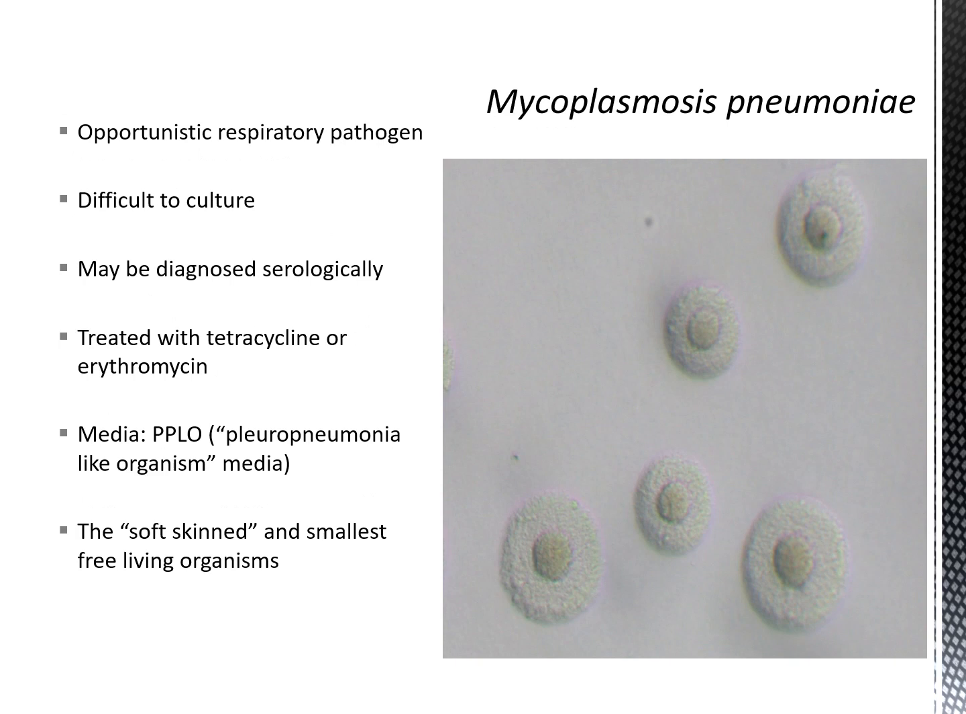Mycoplasma pneumoniae is an opportunistic respiratory pathogen that causes about 10 to 30% of all cases of pneumonia. It is difficult to culture, and it may be diagnosed serologically by looking at IgM or IgG antibody levels. It is often treated with tetracycline or erythromycin. If we were trying to grow it, we would try to grow it on PPLO media. PPLO stands for pleuropneumonia-like organism, and it was first named because of mycoplasma that was discovered in cows that have pleuropneumonia. These are considered soft-skinned organisms and are the smallest of the free living organisms.